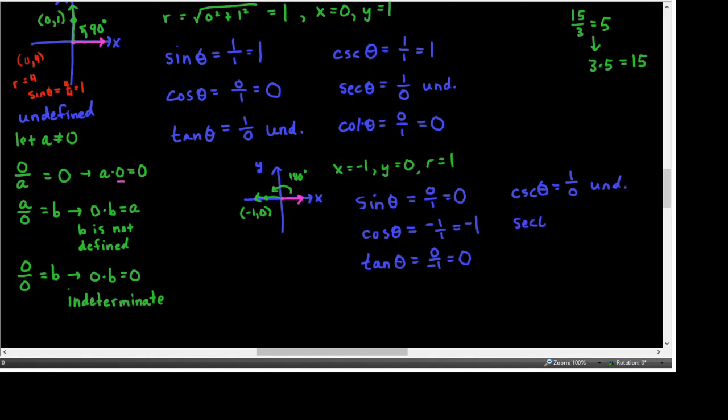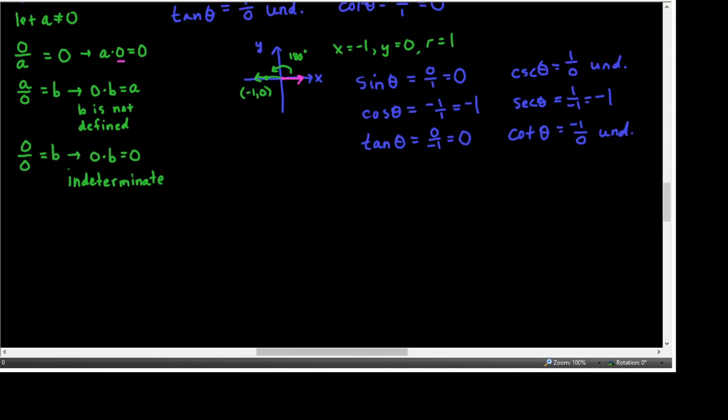Secant of theta is r over x, negative 1. There's my other negative 1. And then cotangent of theta is x over y, which is undefined. So notice again, I have 2 answers that are 0, 2 answers that are undefined, and 2 answers that are either 1 or negative 1. For quadrantal angles, that's what you'll expect to see.